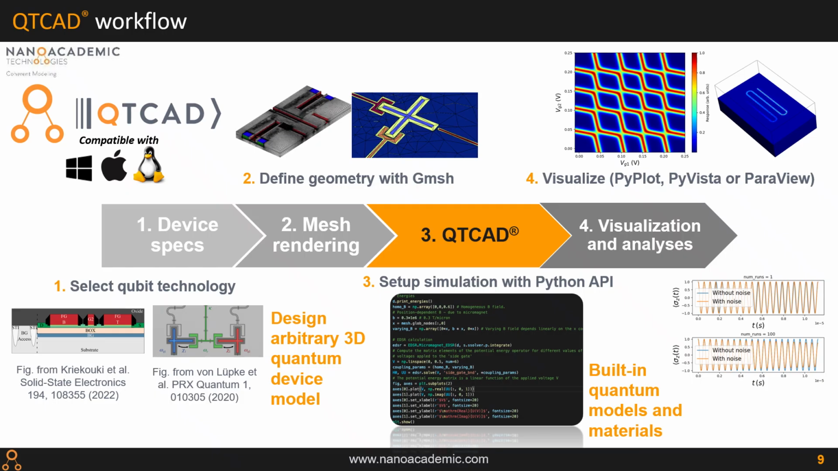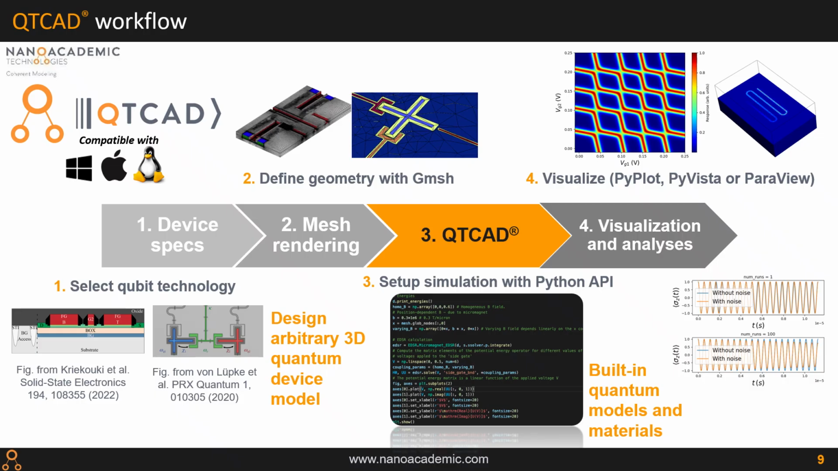The QTCAD workflow is as follows. First, our users select a relevant technology that they want to model. For example, FDSOI structure that may be used to implement quantum dots or spin qubits, or XMONs or transmons connected by resonators. So any relevant spin qubit or superconducting circuit technology that one wants to model.